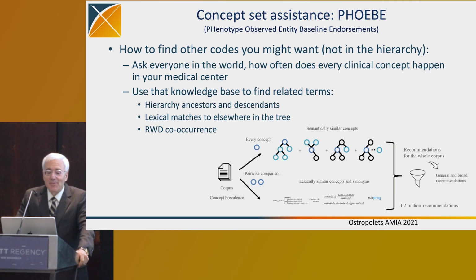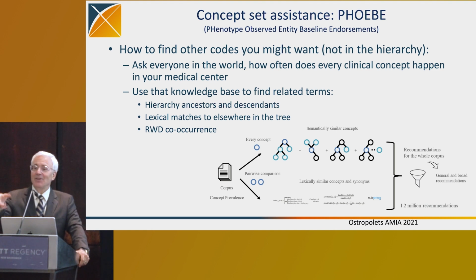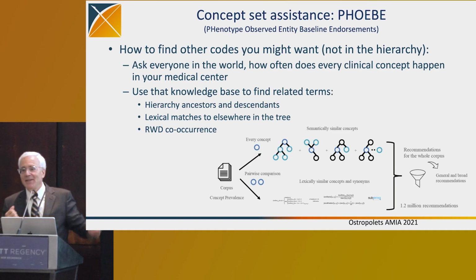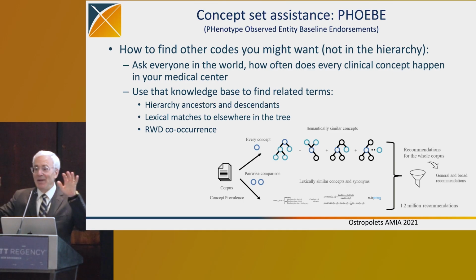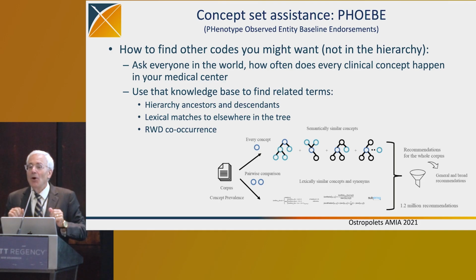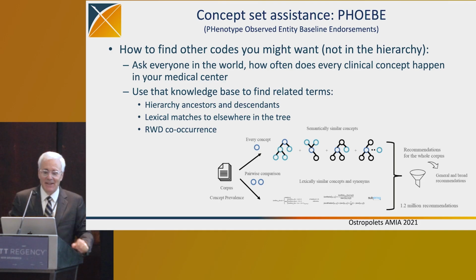And then you want assistance, maybe, because not everything is in the hierarchy. The hierarchy is never going to be perfect. So Anna Ostropolets put together a tool where she asked everyone in the world, how often does every clinical concept happen in your medical center? About 30 people answered from around the world, creating a knowledge base from which we could say, given any code, pre-compute for every code, 11 million concepts, well, 3 million standard ones, what's every other concept related to it? Either because it has the same name, myocardial infarction appears in the term, or because it's related in the hierarchy as a sibling, or because they occur together in the database.